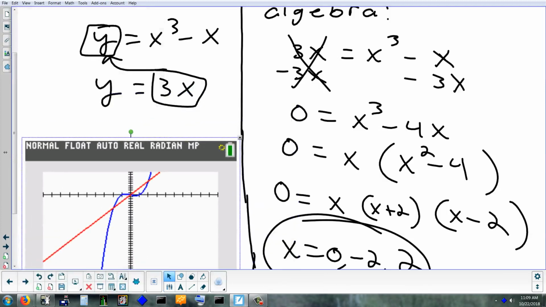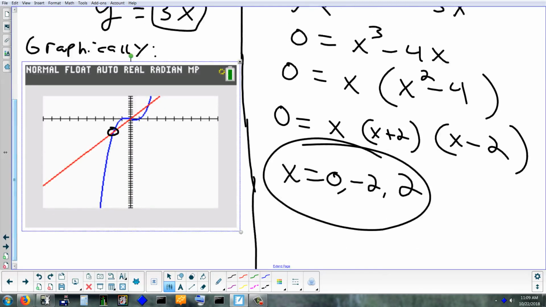All right, so graphically. We have a point here, here, and here. If you look at them, you get -2, 0, and 2. So we have all the x values, but we didn't finish the problem yet, because remember, the answer is a coordinate. So if you're doing intersect, it'll give you the x values.